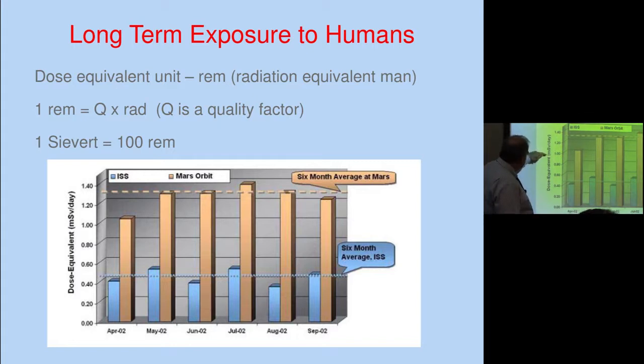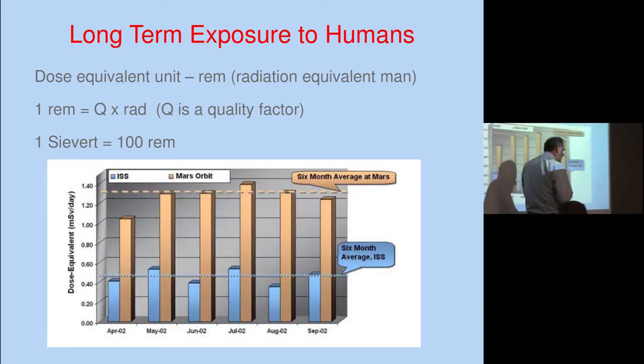here are two things. One is somebody that's on the ISS, and here's somebody that's on a trip to Mars, and how many millisieverts per day they're receiving during that trip on average. On the ISS, it's about half a millisievert per day. And on the trip to Mars, it's in excess of one millisievert per day.